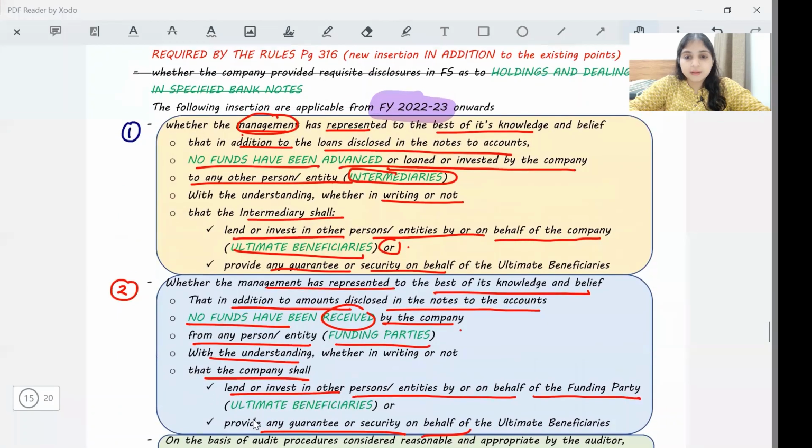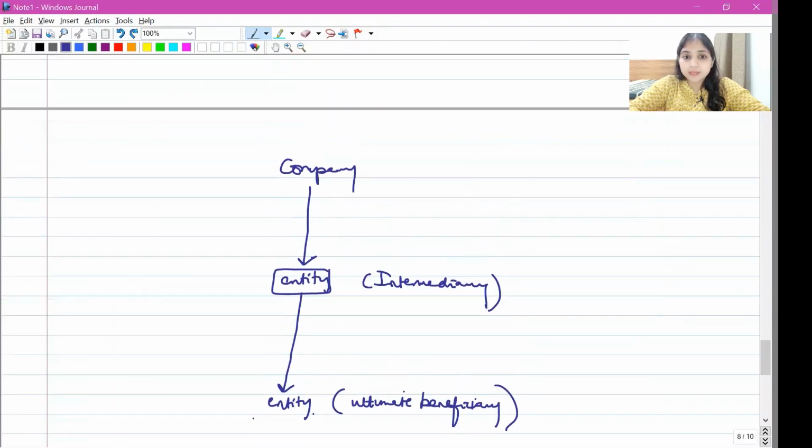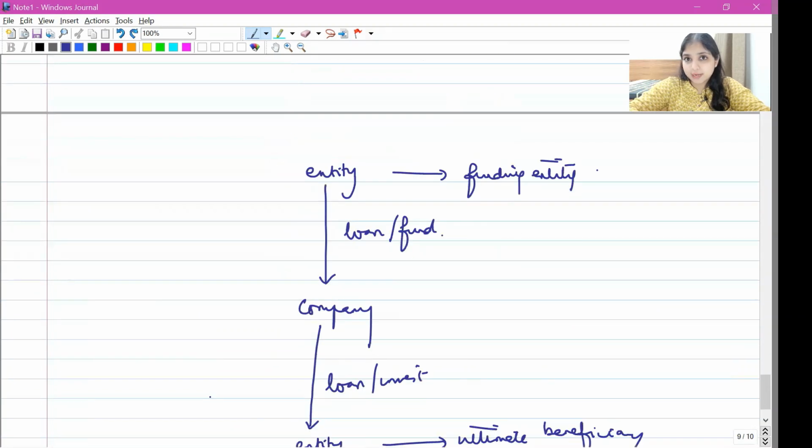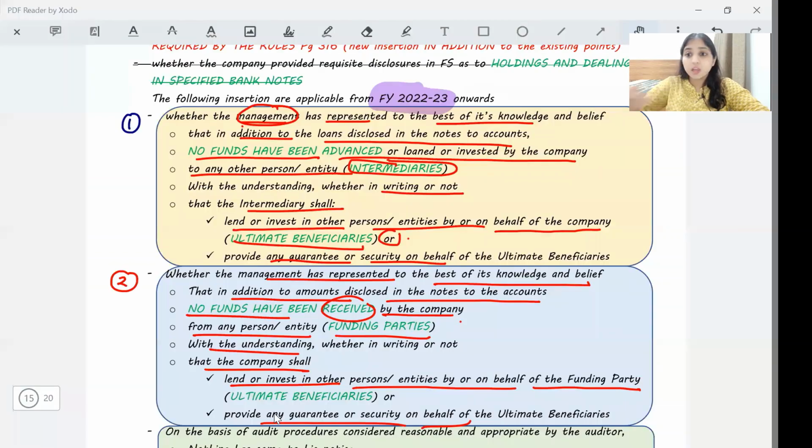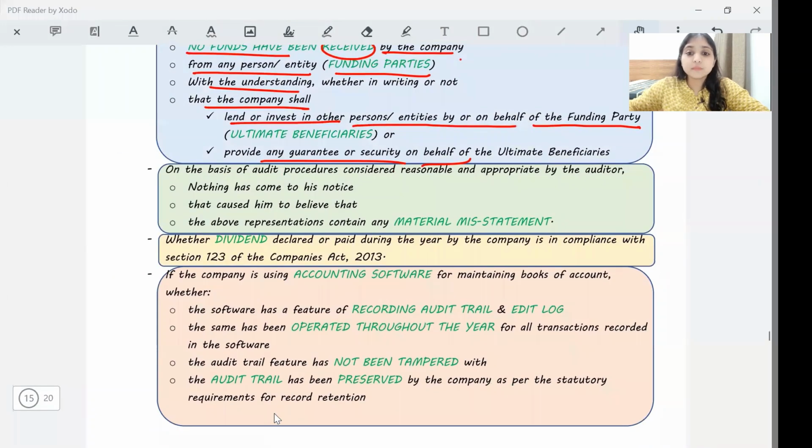Okay, so number 1, the first representation, whether the company has given a loan to an entity under an agreement that this entity will forward the loan to another entity or invest in this other entity. Second, whether some other entity has given money to the company under a condition that this company will forward the loan to another entity or invest in another entity. Then number 3, on the basis of audit procedures considered reasonable and appropriate by the auditor, nothing has come to his notice that caused him to believe that the above representations contain any material misstatement.